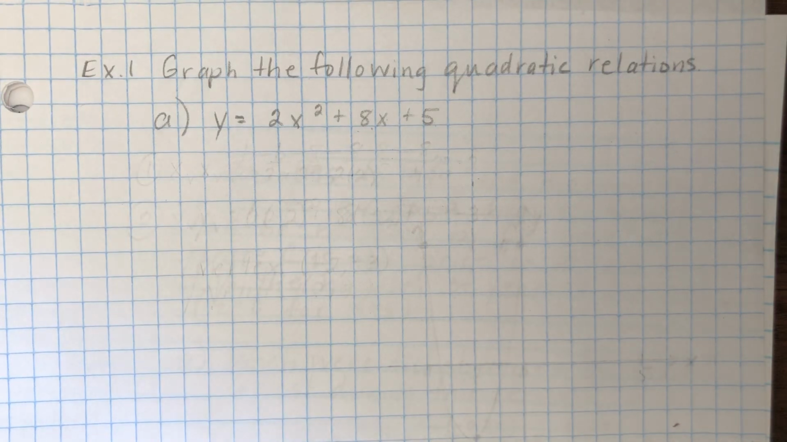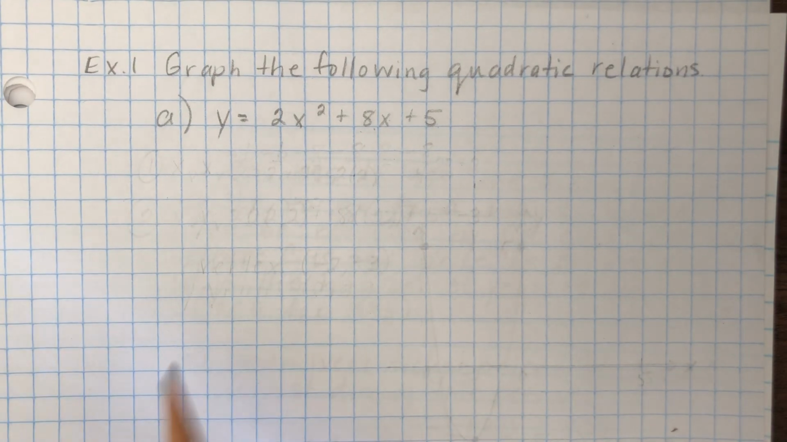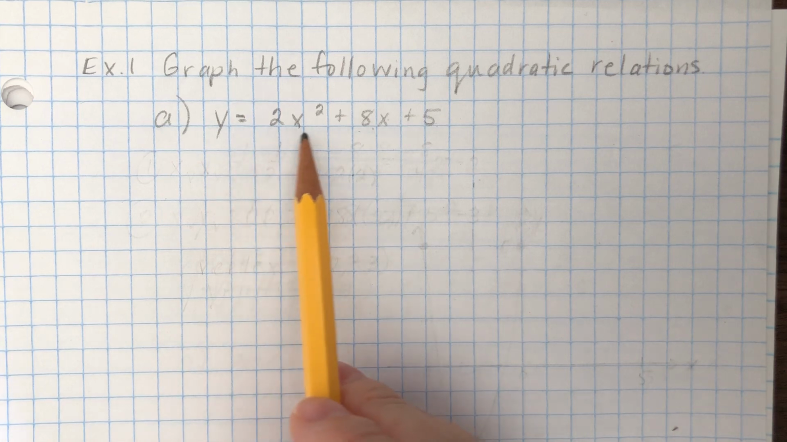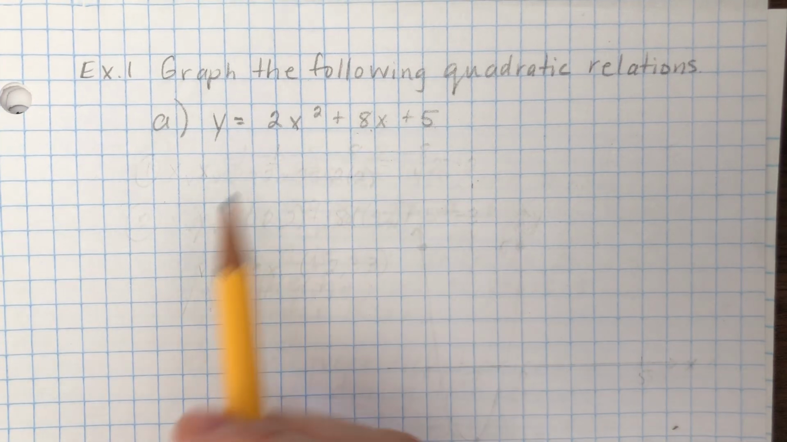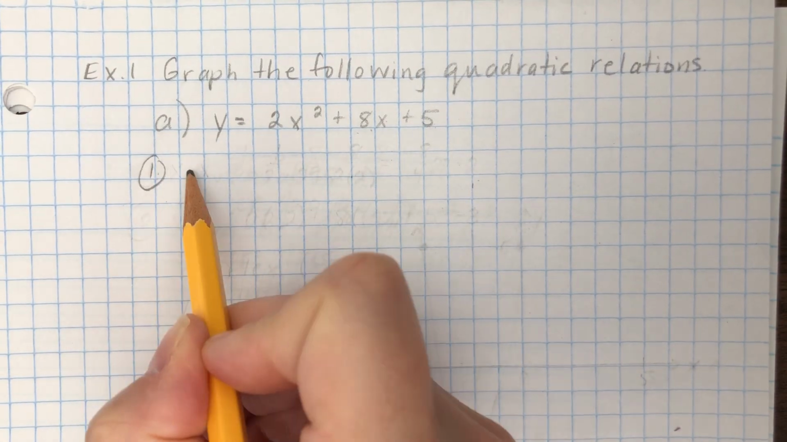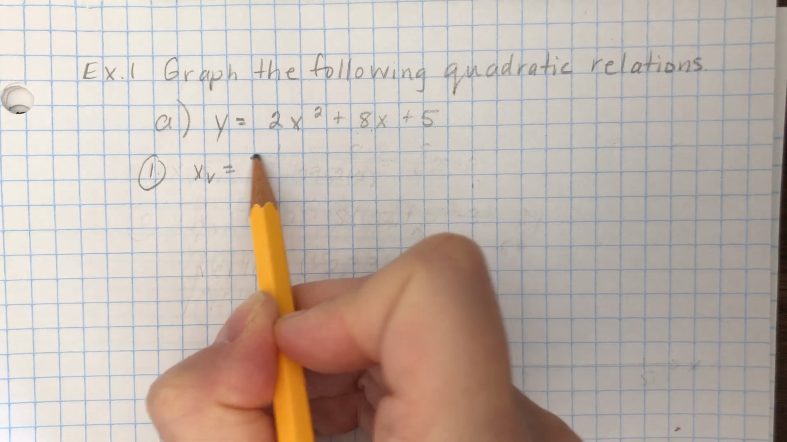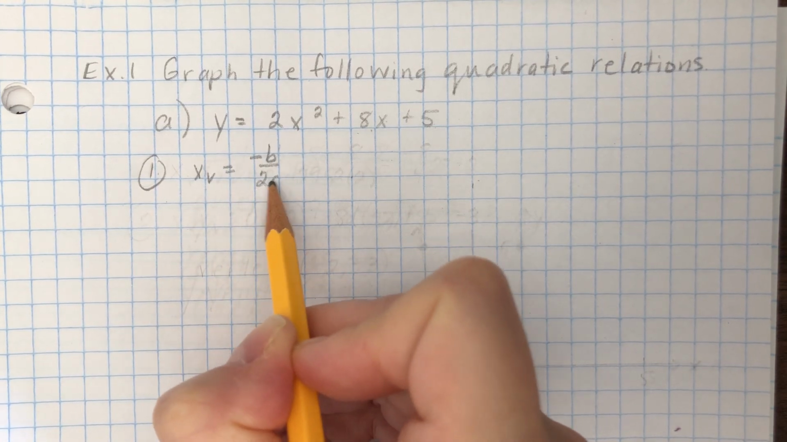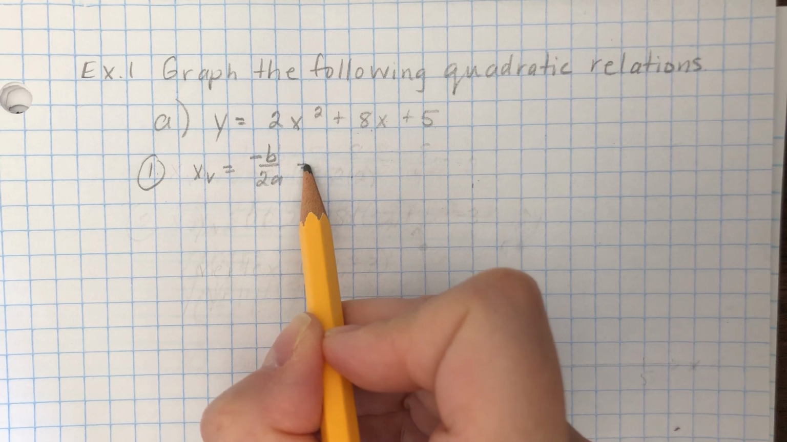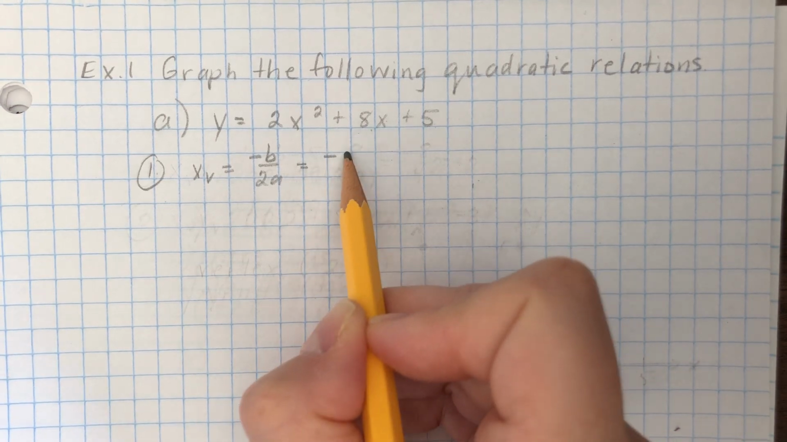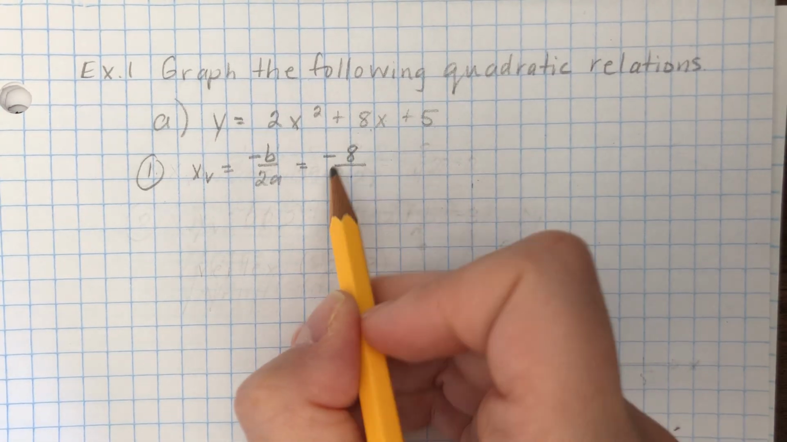Okay, example 1, graph the following quadratic relations. The first relation is y is equal to 2x squared plus 8x plus 5. The first step is to find the x-coordinate of the vertex, and we're going to use the formula negative b over 2a. B is the coefficient of x, and in this case it is 8. So we're going to sub an 8 for b.